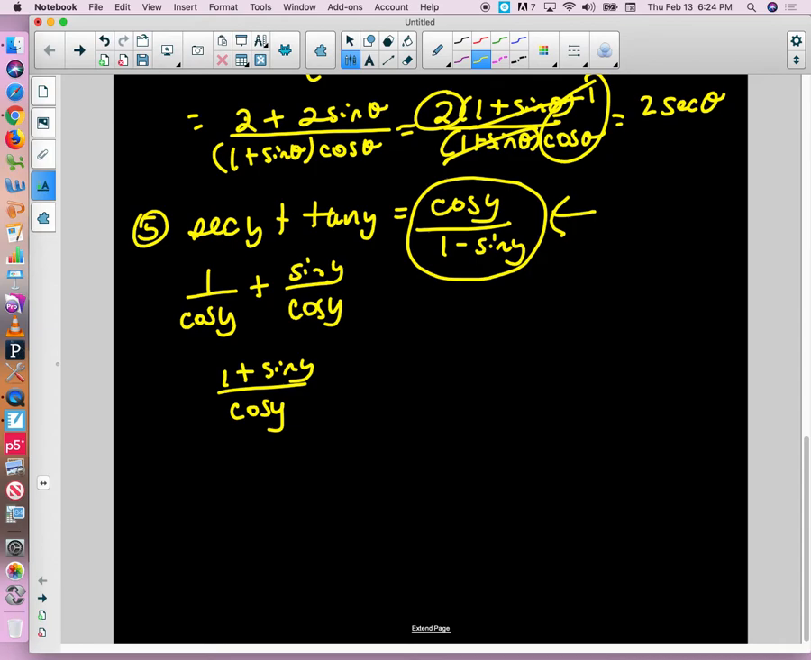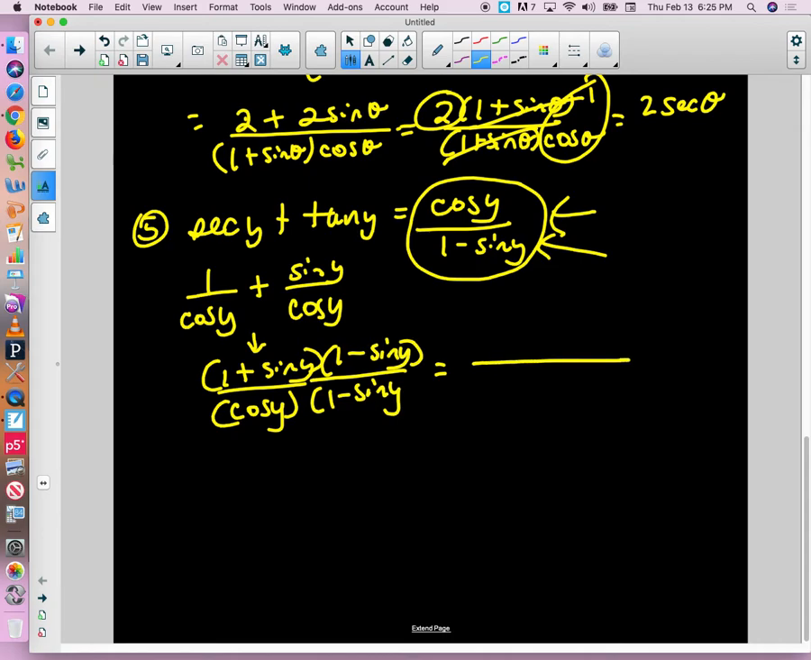There's this thing I mentioned a second ago called the conjugate, which means you change the middle sign. And sometimes that's a good skill, especially when you're looking for something like this. So the conjugate of 1 plus sine y is 1 minus sine y and 1 minus sine y. Now again, I'm not going to multiply out the denominator. That's called multiplying by the conjugate, by the way. Okay? But I am going to multiply out the top.